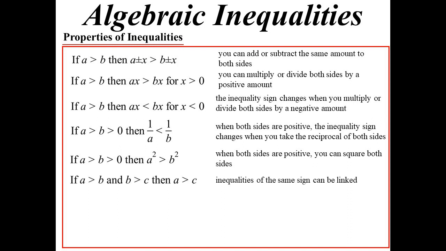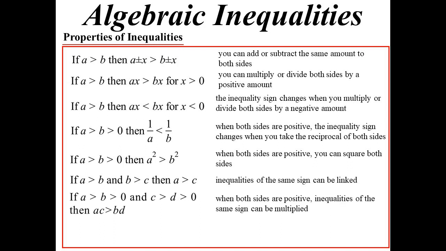If A is greater than B and B is greater than C, then logically A is greater than C. So you can link inequalities together provided the inequality sign is the same. They were both greater than, so we can link those inequalities together. Again, we're talking about positive numbers here.